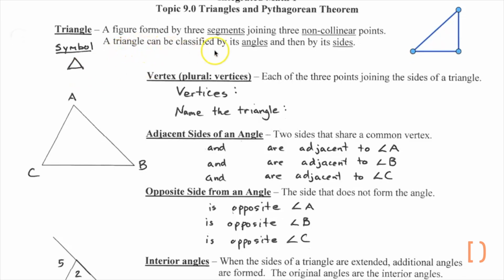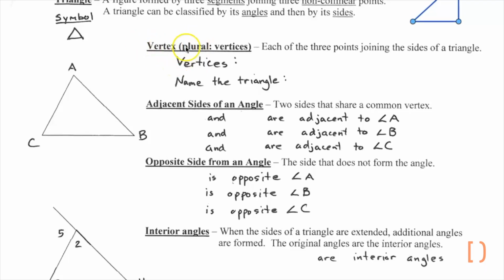And you can classify a triangle by its angles and then by its sides. So for example, if I want to find the vertices of a triangle, vertices are just going to be the angles of that. So my vertices are A, B, and C. And then if you want to name this triangle, we'll use a symbol and then we'll just put the three vertices. So you could do triangle ABC. You could also do triangle BAC, and etc. All different permutations of ABC.